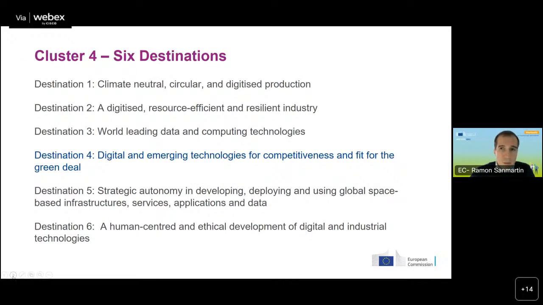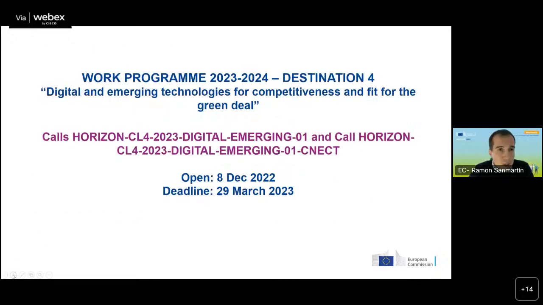It links up to what we have mentioned throughout these days about the twin green and digital transition. Apologies. So we move into the next slide. Yes, thank you. So there are two calls under this destination, Digital Emergency 01 and Digital Emergency 01 Connect. This has no impact in terms of the application because the opening date and the deadline are the same. It's purely internal business in the sense that some of the topics under one call will be managed by Hadea for implementation and the others by DG Connect. But again, that's purely internal distribution and has no effect at all on the nature of the topics or the evaluation or submission phases.